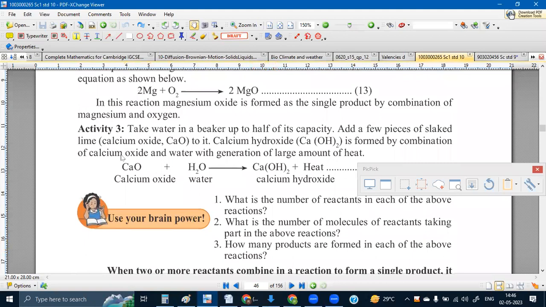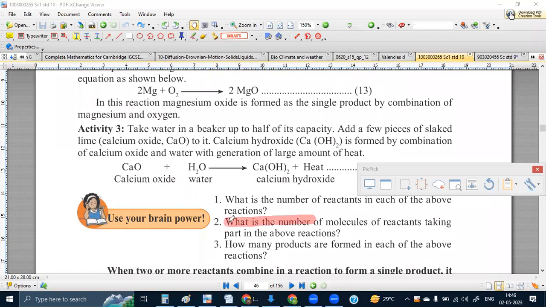Then the next question that is asked is what is the number of molecules of reactants taking part in the above reactions? Now, number of molecules. How do we get the number of molecules? Whatever the number is written here in front, this is going to be the number of molecules. Here there is no number, it means here it is 1. So here in this reaction, two molecules are taking part in the reaction.